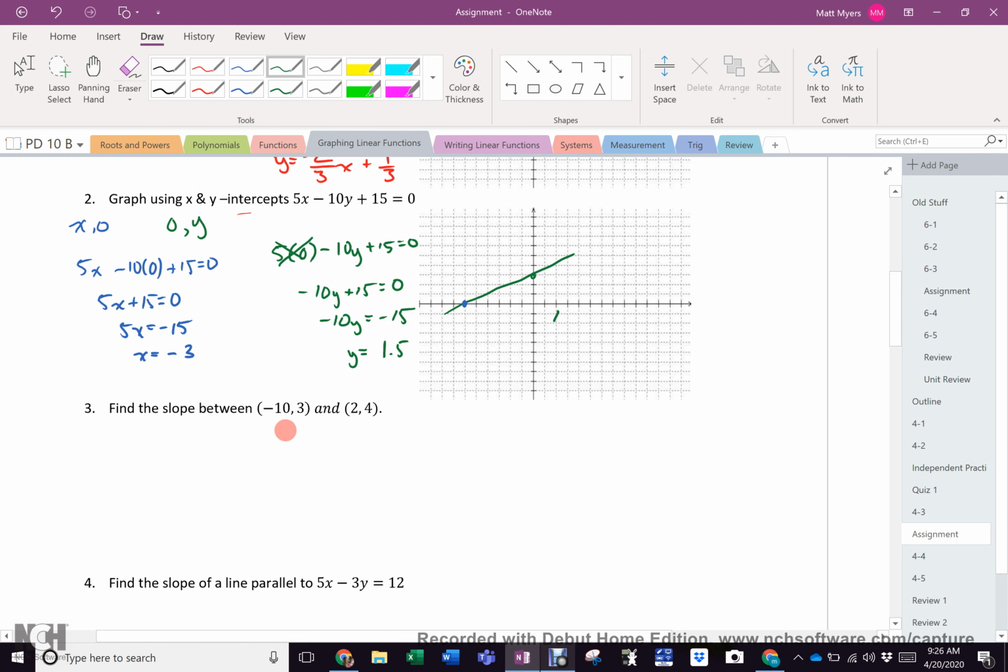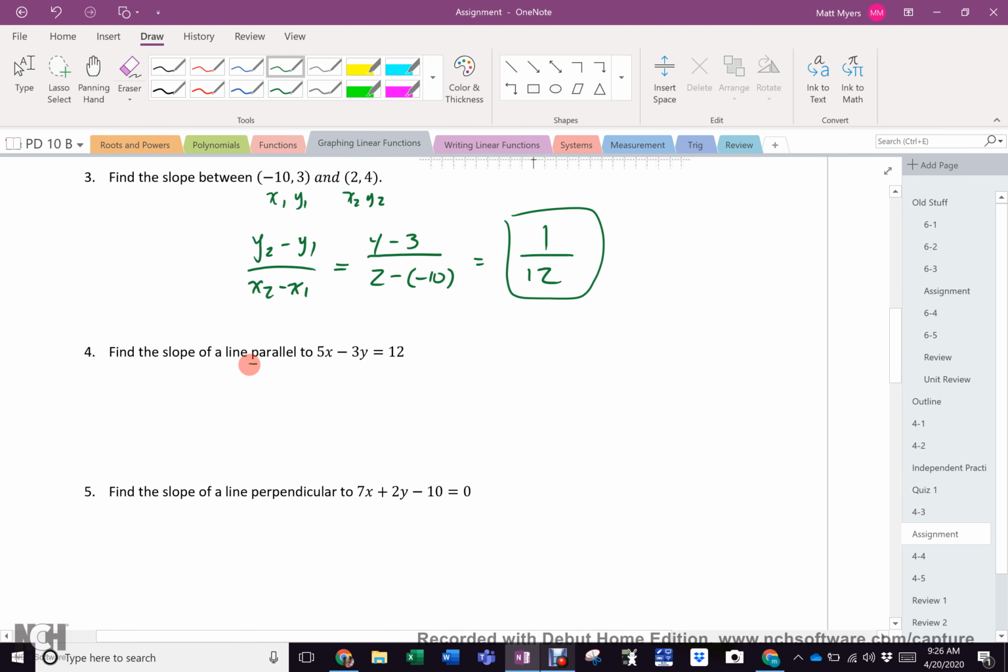Find the slope. If you write it out, you can't do it wrong. x1, y1, x2, y2. 4, no, I'm going to write it out totally. y2 minus y1 over x2 minus x1. 4 minus 3 over 2 minus 10. 4 minus 3 is 1. 2 minus 10 is negative 8.